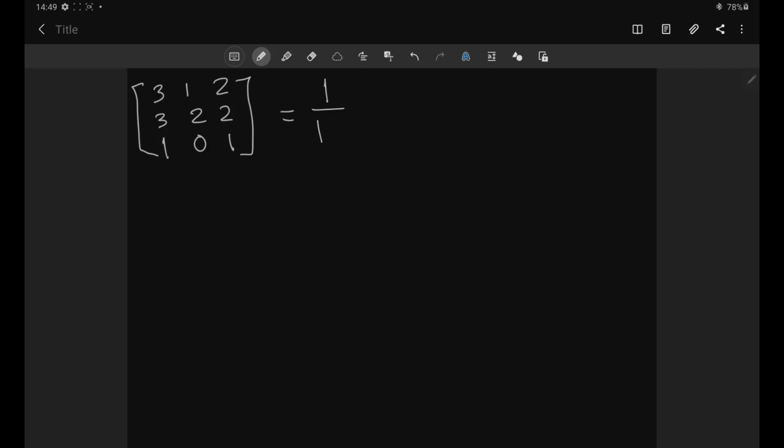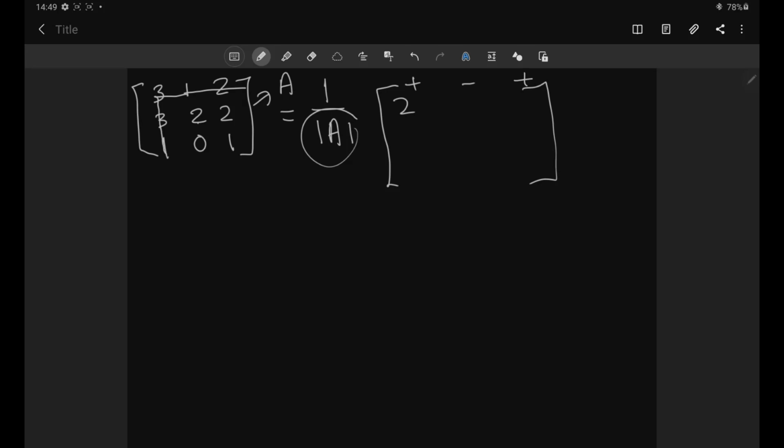The formula must be the determinant of this. We let this matrix be A. The inverse is 1 over the determinant of A, and then we need to find the matrix of minors. Do you still remember that? For example, here we cancel out the first row and then the first column. So 2 times 1 equal to 2, and then minus 2 times 0, so equal to 2, with the sign pattern plus, minus, plus.